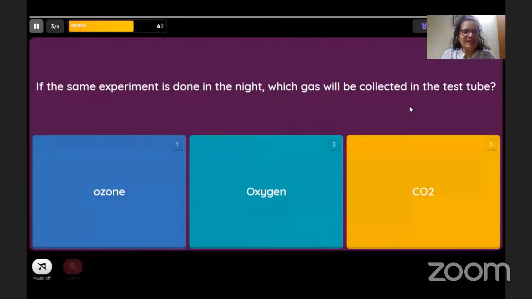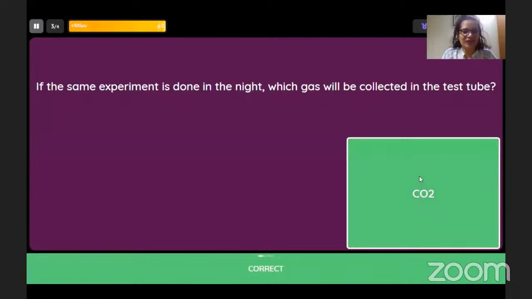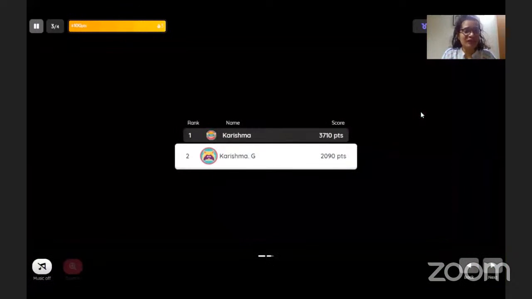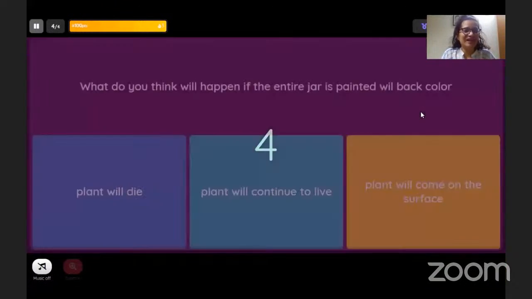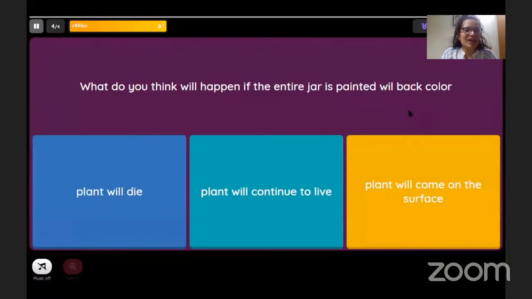Okay. If the same experiment is done at night, which gas will be collected in the test tube? Remember when I was explaining the process of photosynthesis, I told you during the daytime, carbon dioxide is absorbed and oxygen is released. But during the night time, carbon dioxide is released. So which gas will be collected in the test tube at night? It will be CO2. Very good. Good job. This was a tricky one. Let me see how many of you got it right.